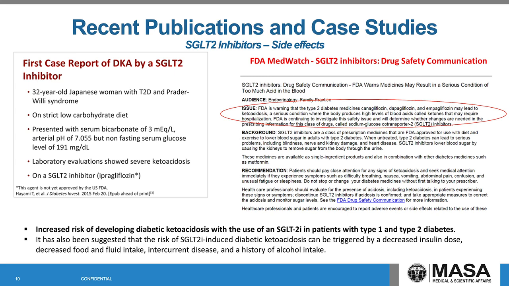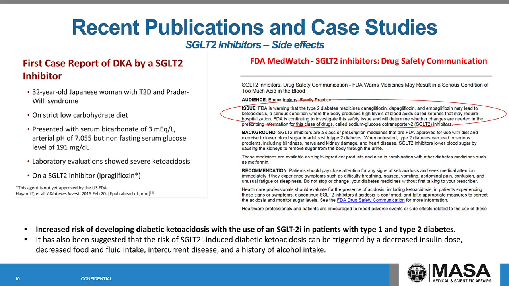An increased risk of developing diabetic ketoacidosis with the use of SGLT2 inhibitors in patients with type 1 and type 2 diabetes has been shown and is being studied right now because, as I said before, SGLT2 inhibitors are very popular and prescribed widely, not only for diabetic patients. It has also been suggested that the risk of SGLT2 inhibitor-induced diabetic ketoacidosis can be triggered by other factors such as decreased insulin dose, decreased food and fluid intake, intercurrent disease, and a history of alcohol intake.